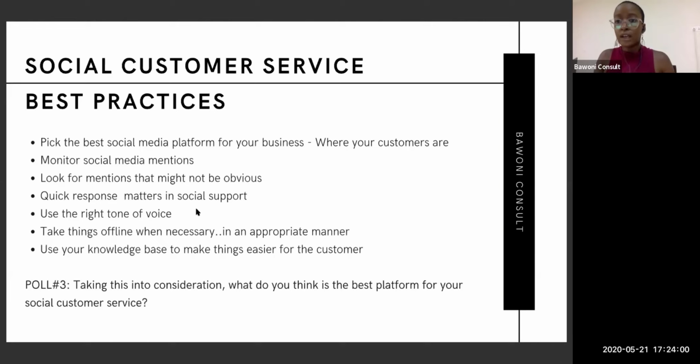Later is also one that I use, and it shows you your mentions and your interactions with customers. So you can actually see on one screen rather than going through the different accounts. It makes you more efficient. Also look for mentions that might not be obvious.